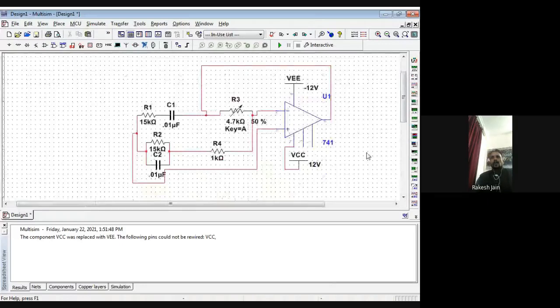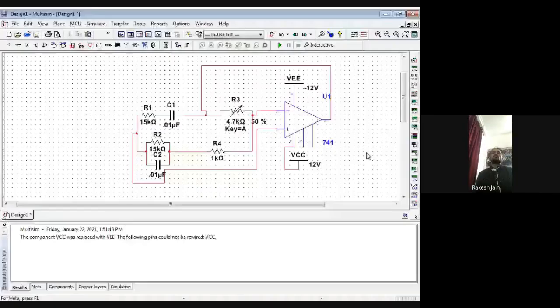Once again I repeat, the series resistor and capacitor as per our design is with 15 kilo ohm and 0.01 microfarad, with the operational amplifier such that the operational amplifier supply pins are connected with plus 12 volt and minus 12 volt. The capacitor 0.01 microfarad and resistor 15 kilo ohm are connected in series, also connected in series with the parallel combination of resistor R2 and C2. This series combination of resistor and capacitor point is connected with a variable potentiometer of 4.7 kilo ohm. The variable potentiometer second point is connected with the R4 resistor second point.